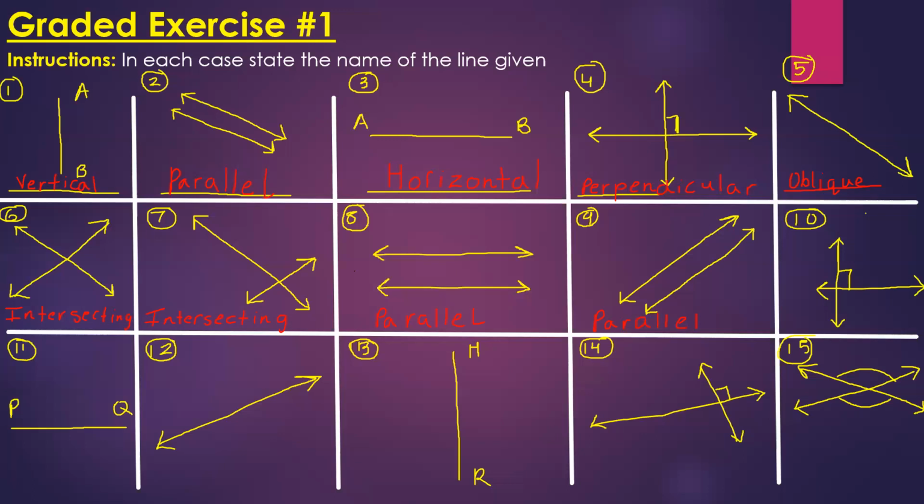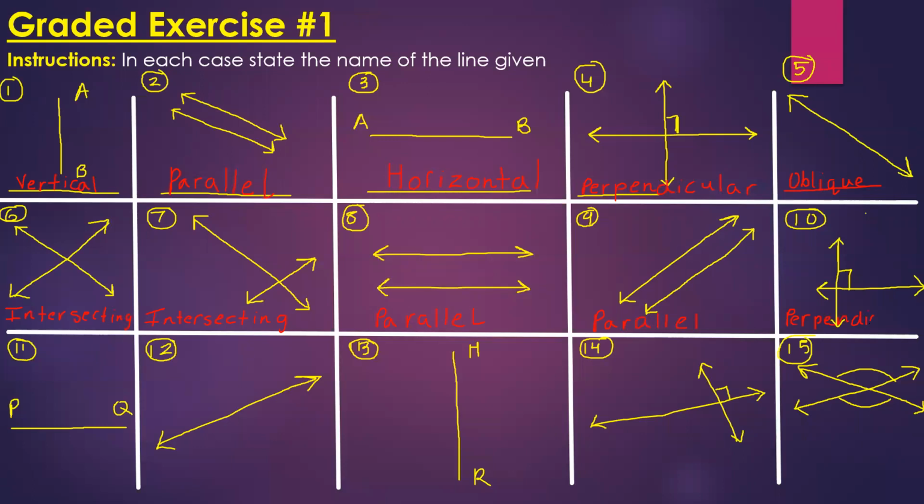I put intersecting. Intersecting? No, that's not intersecting. Wait, so is it perpendicular? That's correct. It is perpendicular. How about number 10? Who got number 10? Number 10 is perpendicular. Oh, very good. So that's perpendicular lines.